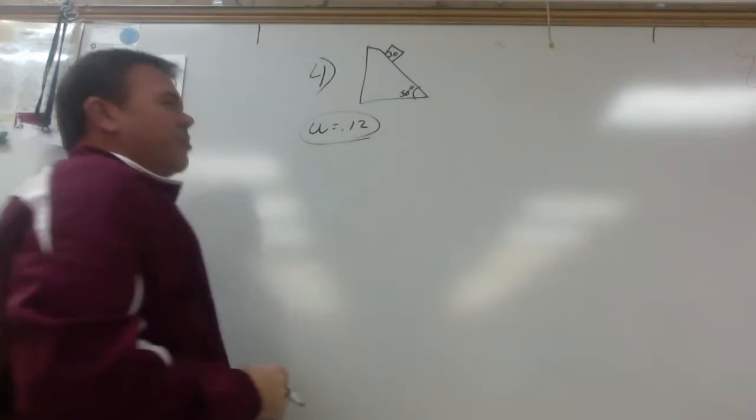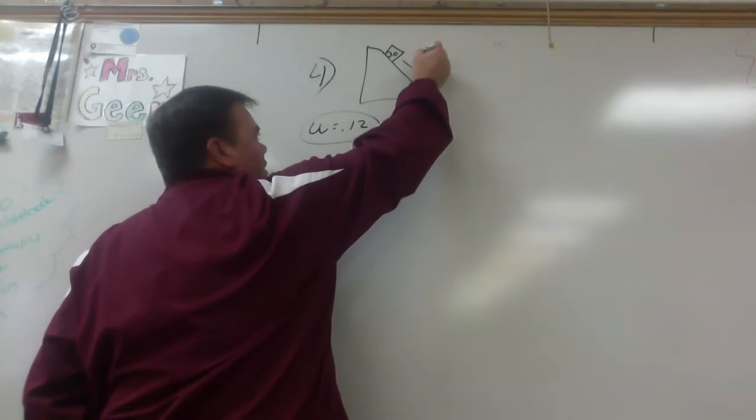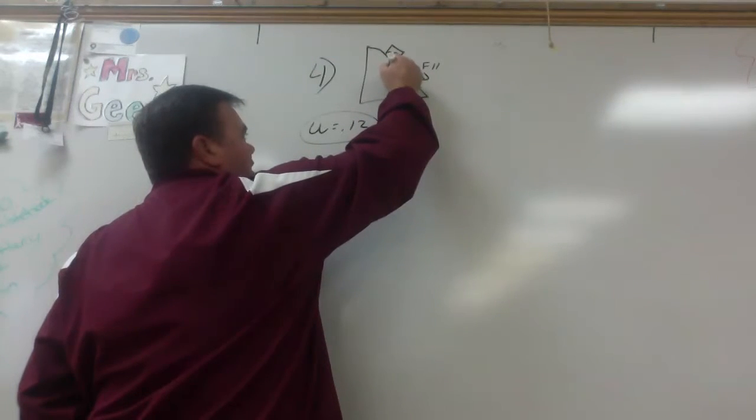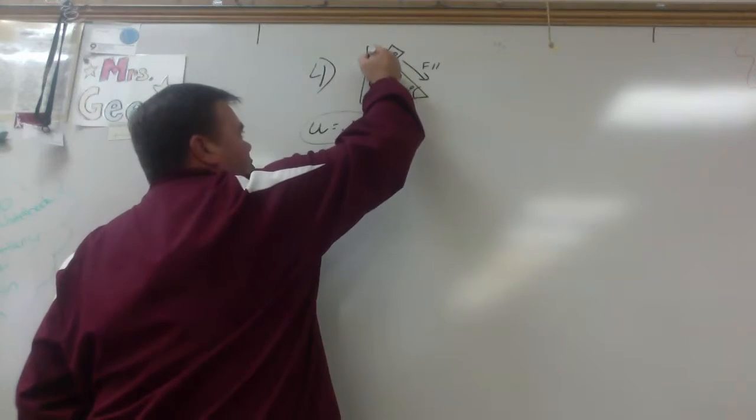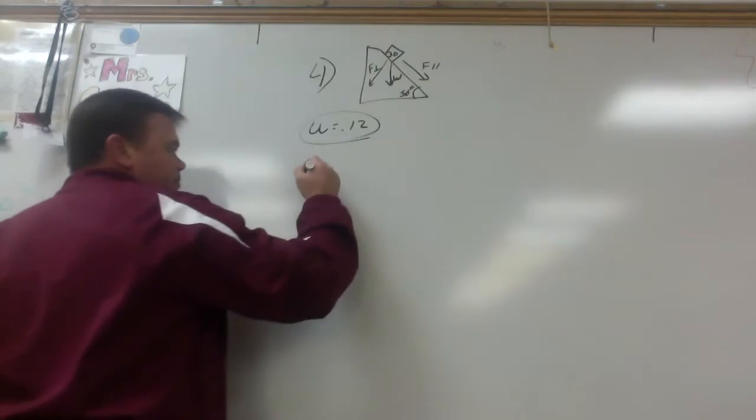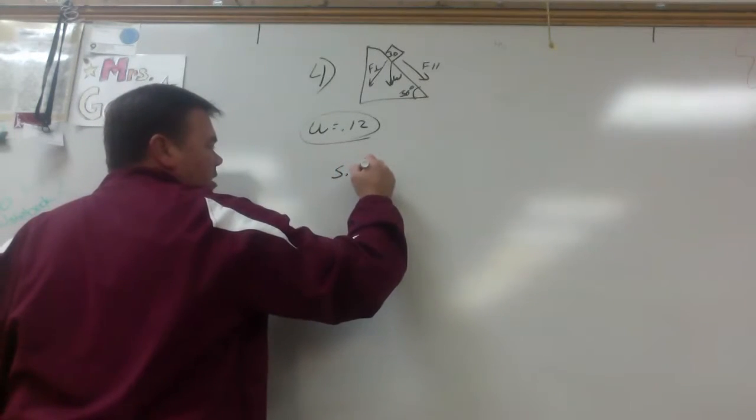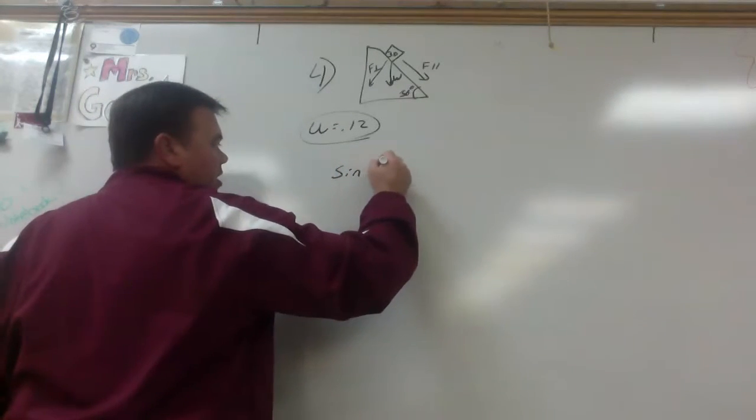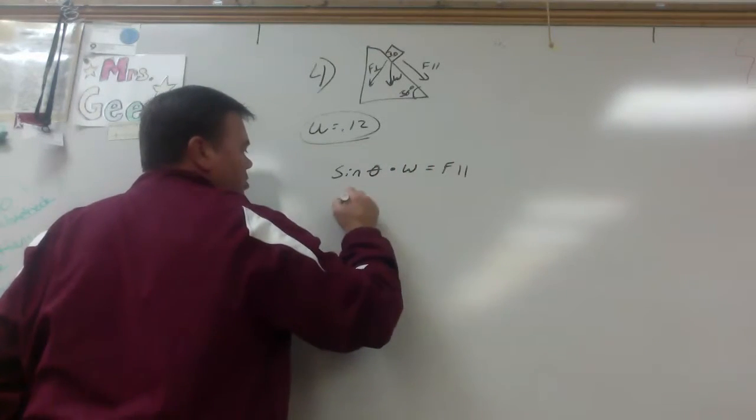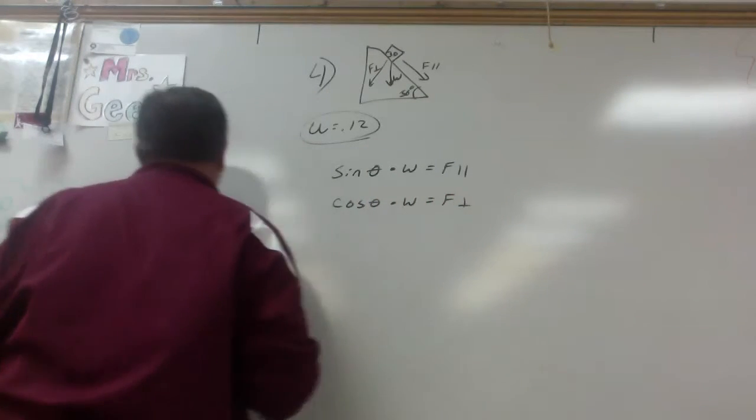Let's talk about this now. We know that there is a force called force parallel that pulls it down the face of the ramp. The thing's got weight that acts toward the center of the earth, and it's got a force perpendicular, which is a component of that weight. We know that sine of the angle times W equals force parallel, and cosine of the angle times W equals force perpendicular.